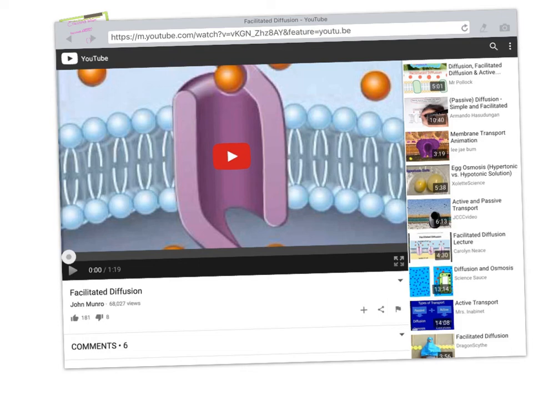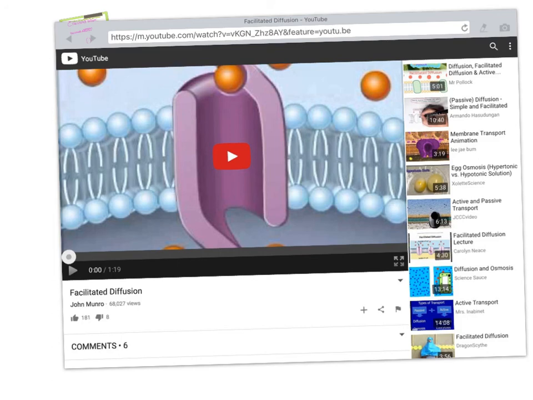Wait, say what helps with it, though? Facilitated diffusion helps move large polar molecules. Helps with what? Helps move large polar molecules. Are you serious?